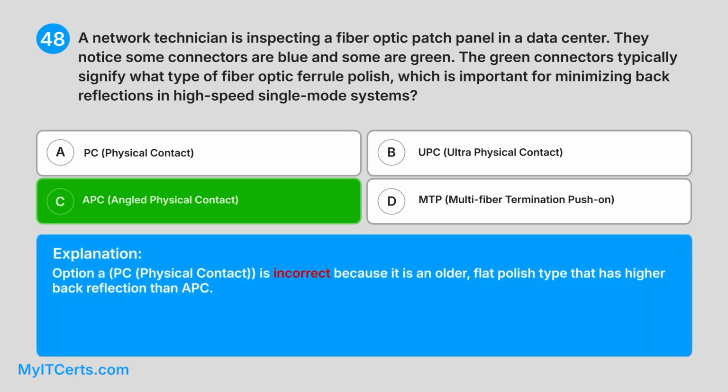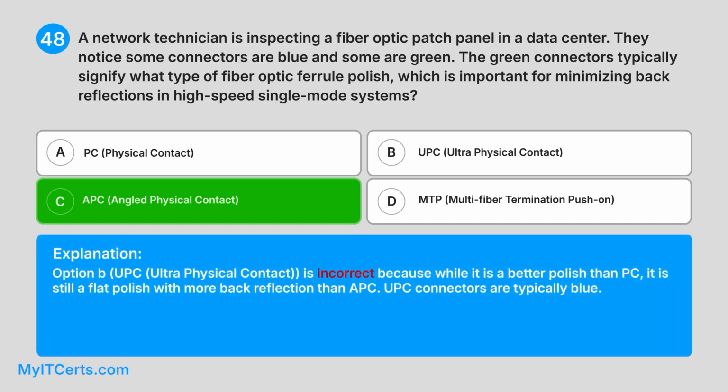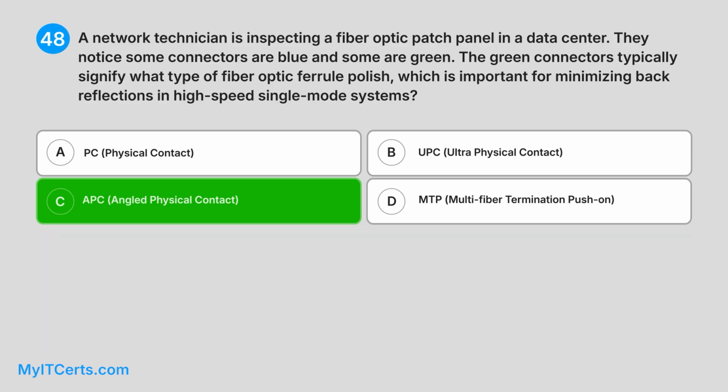Option A, PC, physical contact, is incorrect because it is an older, flat polish type that has higher back reflection than APC. Option B, UPC, ultra-physical contact, is incorrect because while it is a better polish than PC, it is still a flat polish with more back reflection than APC. UPC connectors are typically blue.